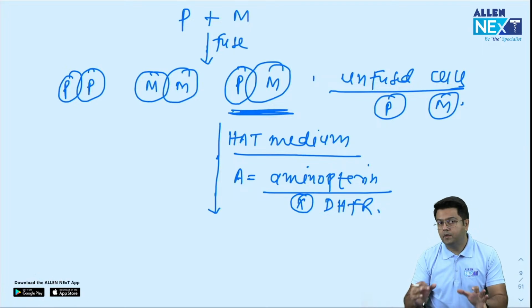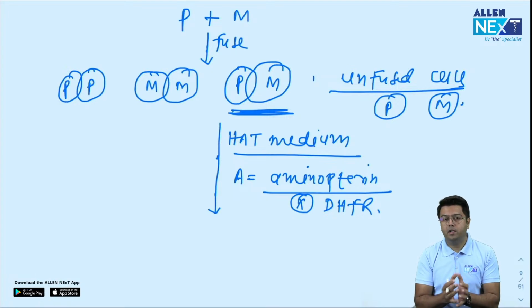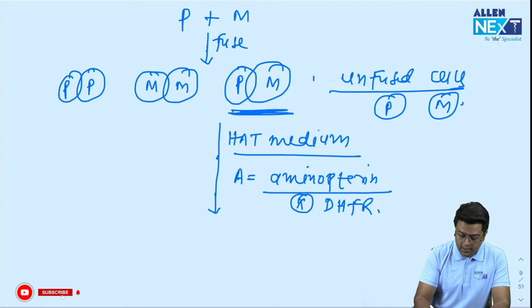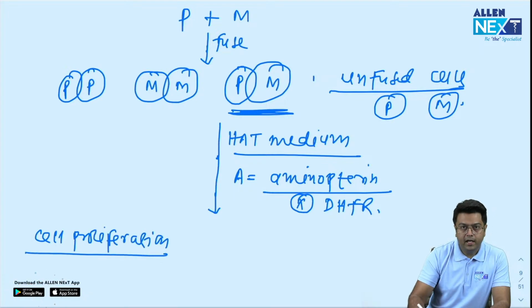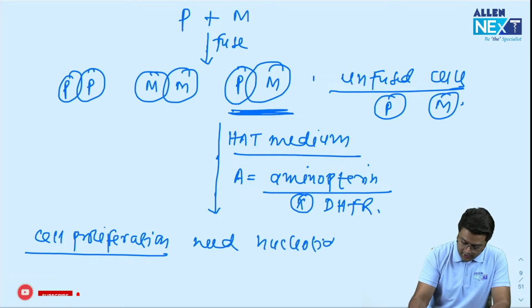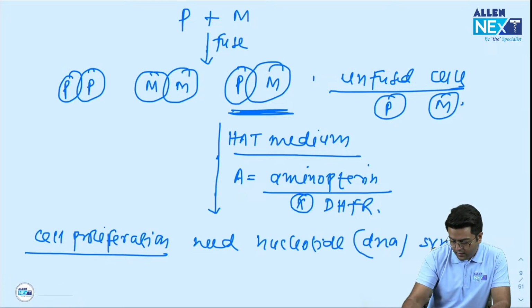So guys, in the medium, what I want is cells to proliferate. Okay, so cell proliferation should be there, right? I don't know what kind of cells are there right now. Cell proliferation needs the nucleotide, that means DNA. Okay, so nucleotide synthesis, right?